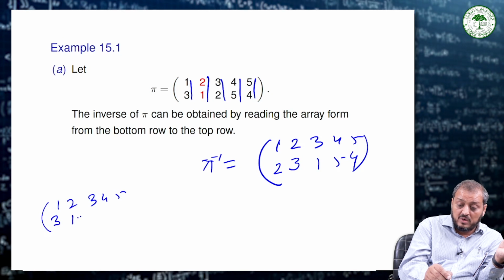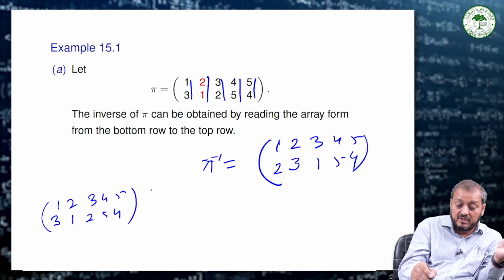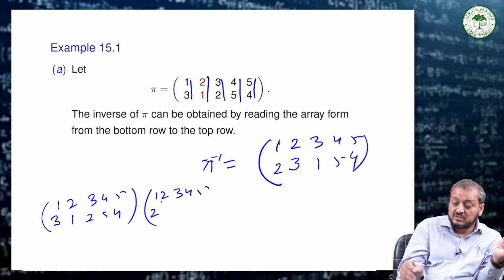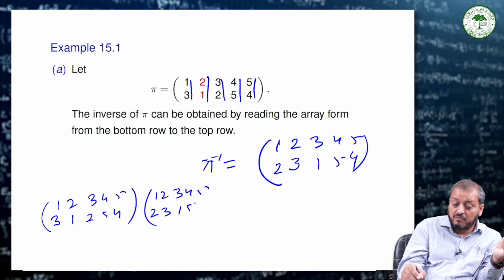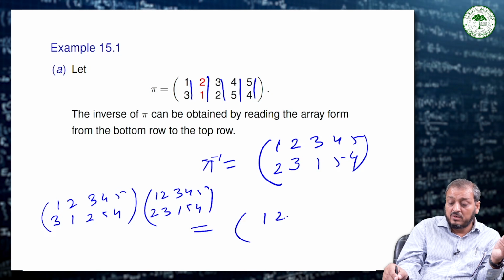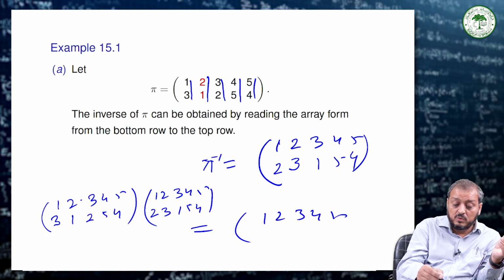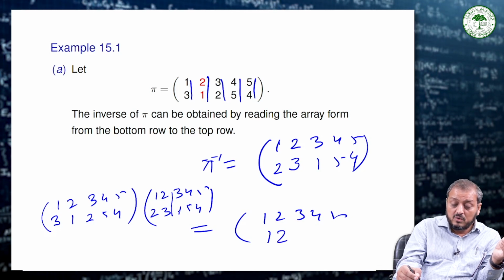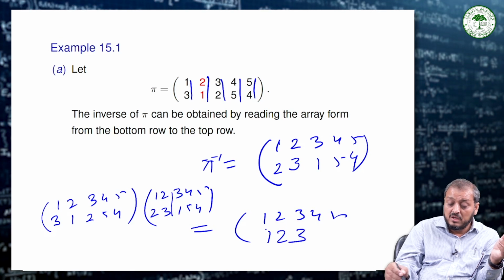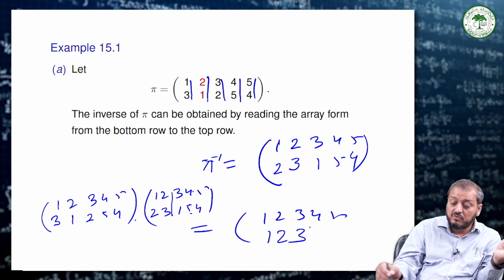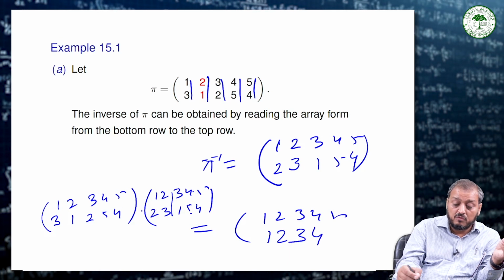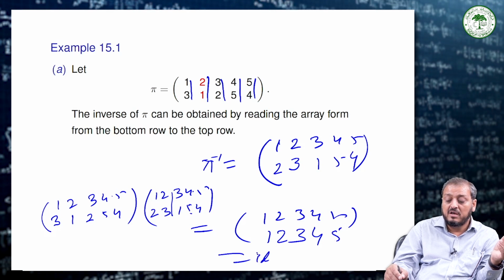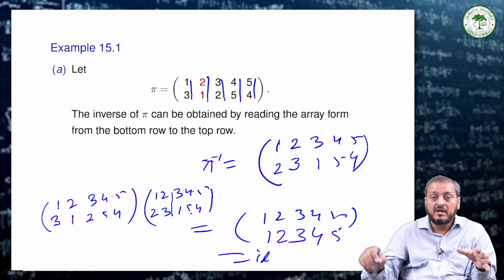Now we have 3, 1, 2, 5, 4, and then we take this matrix 1, 2, 3, 4, 5, which is equal to 2, 3, 1, 5, 4. Now we have 1, 2, 3, 4, 5: 1 to 1, 2 to 2, 3 to 3, 4 to 4, and 5 to 5. So this is clearly the identity matrix. So this is the identity permutation.